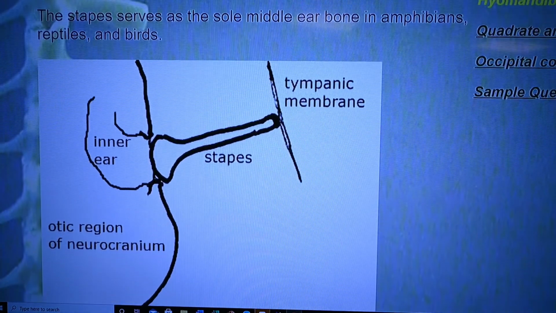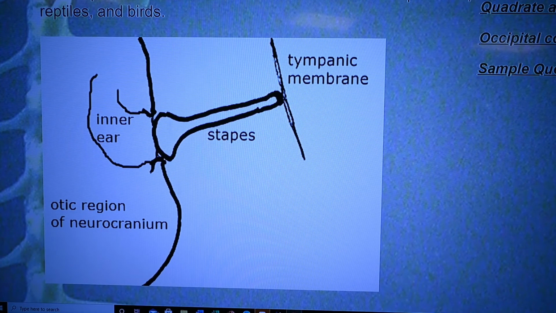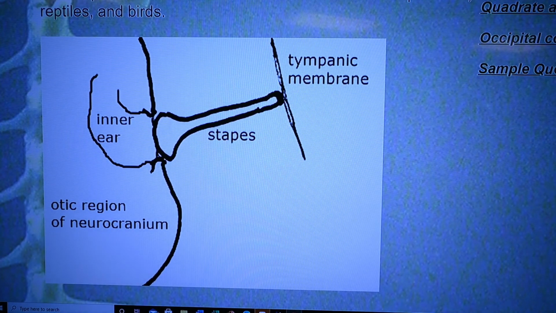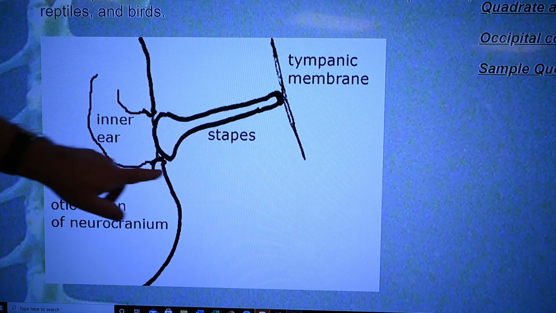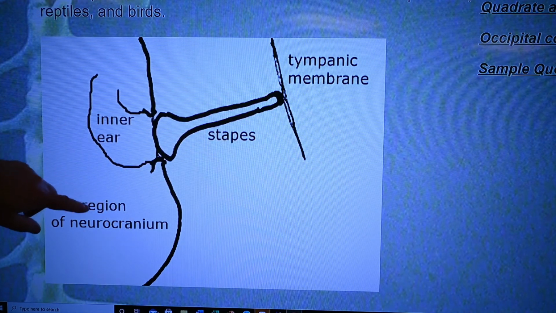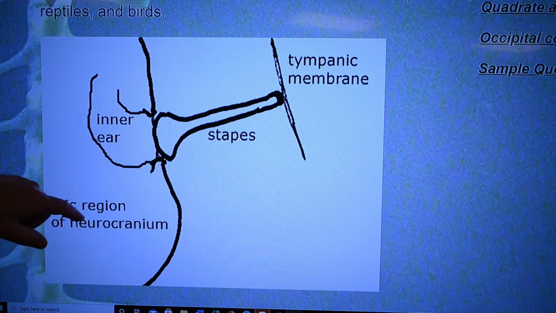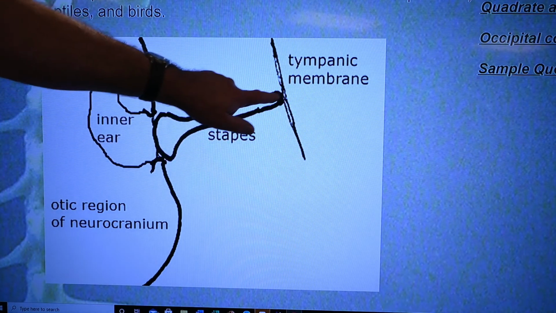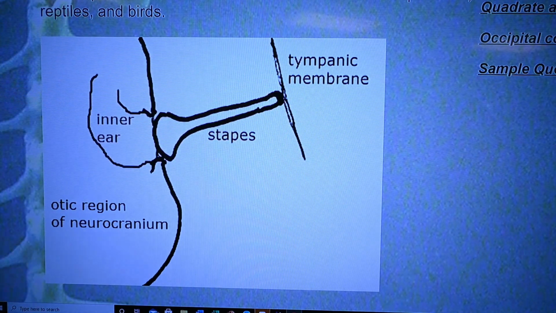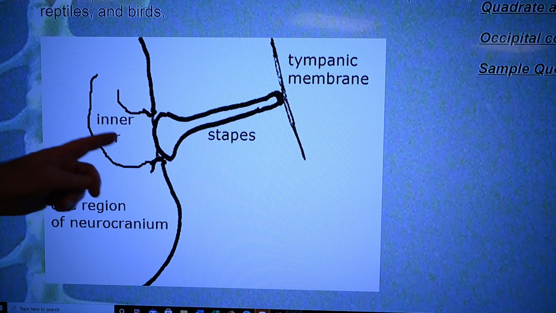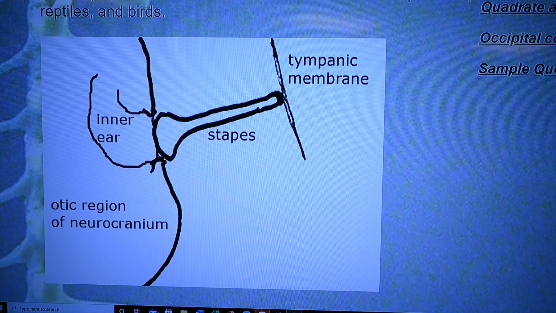Here we are a little bit later in an amphibian. Tympanic membrane on the outside, an inner ear structure developing within the neurocranium, that otic capsule region, and between the tympanic membrane and the inner ear we have this connecting bone, the stapes, there. So there's only one middle ear bone then in something like a frog.